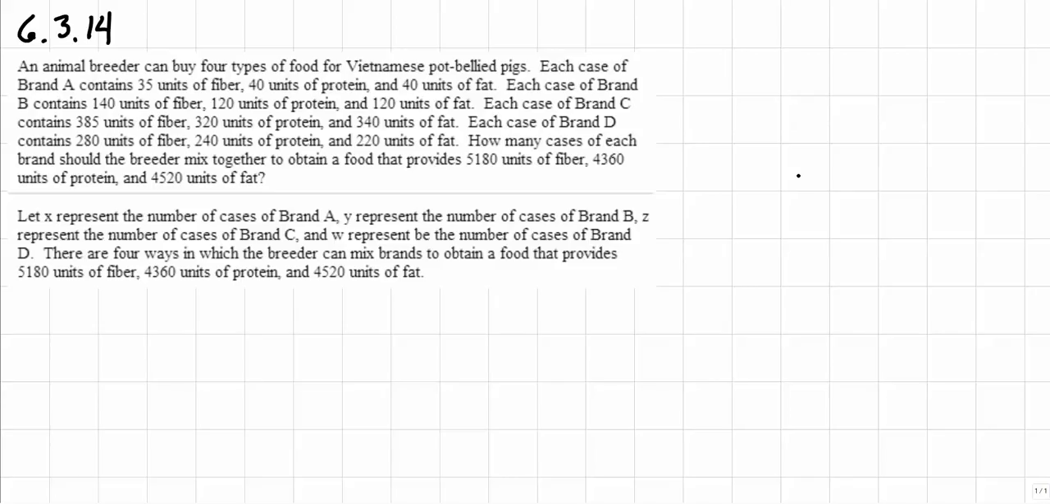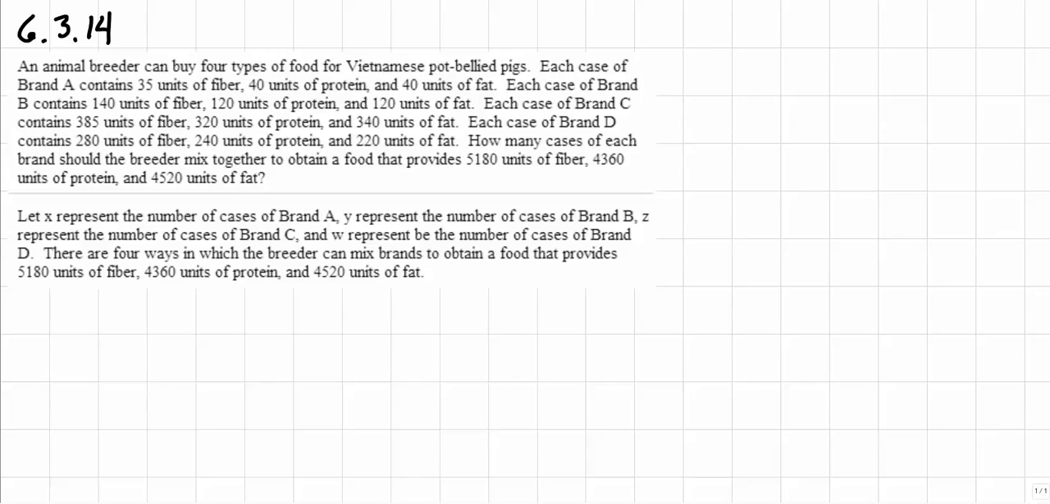An animal breeder can buy 4 types of food for Vietnamese pot-bellied pigs. Each case of brand A contains 35 units of fiber, 40 units of protein, and 40 units of fat. Each case of brand B contains 140 units of fiber, 120 units of protein, and 120 units of fat. Each case of brand C contains 385 units of fiber, 320 units of protein, and 340 units of fat.